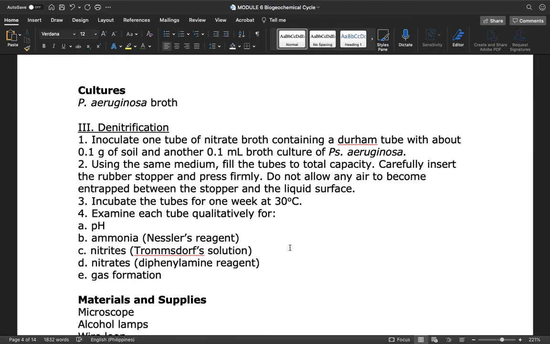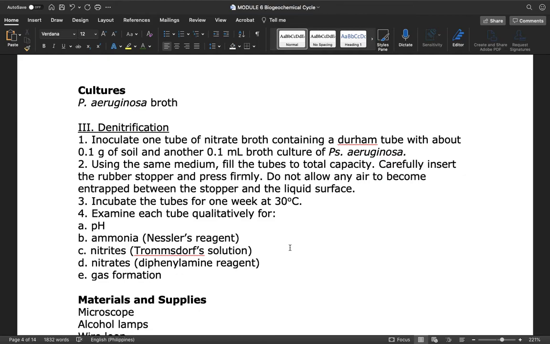Denitrification is the process of converting bioavailable nitrogen to nitrogen gas, to its gaseous or atmospheric form. So you expect the output to be dinitrogen gas, N2.